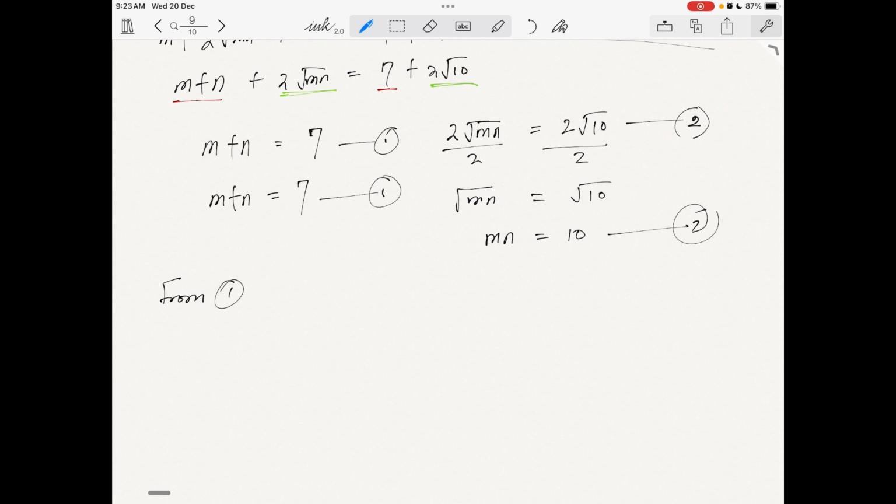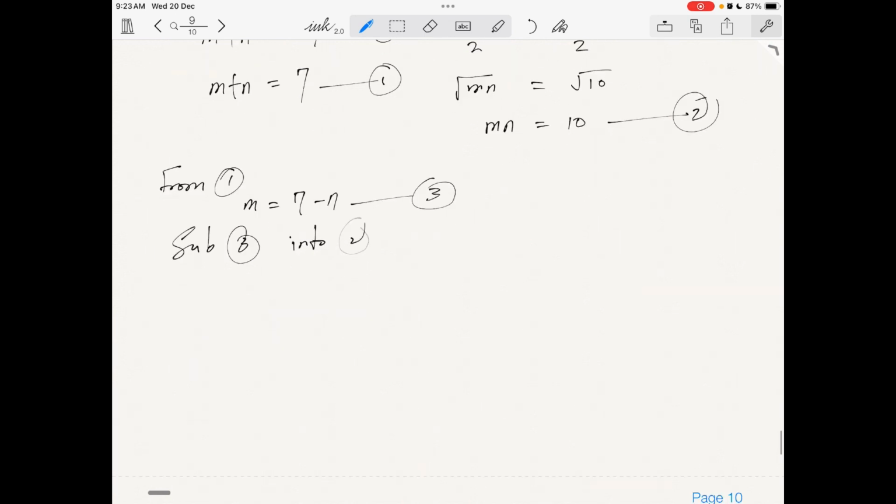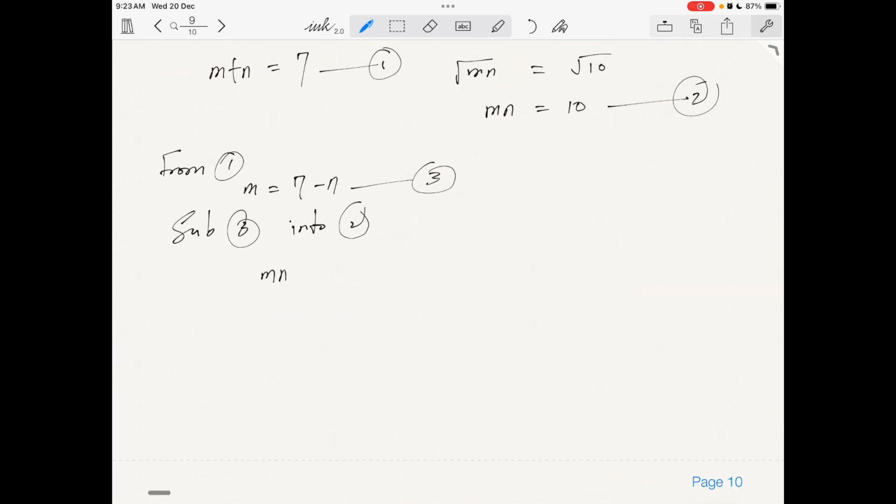From equation 1, we make m the subject of the formula, so m is equals to 7 minus n. Let's call this equation 3. So we can substitute equation 3 into equation 2. We have mn is equals to 10, so wherever we see m, we substitute with 7 minus n. So 7 minus n into n is equals to 10. When we open the brackets, we have 7n minus n squared is equals to 10.